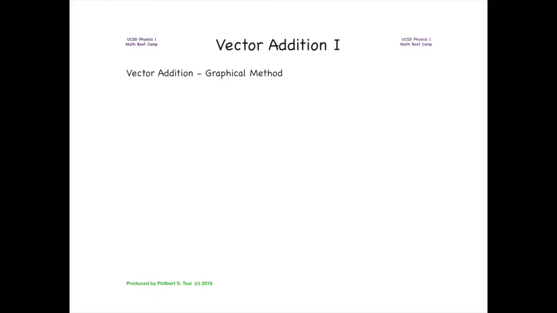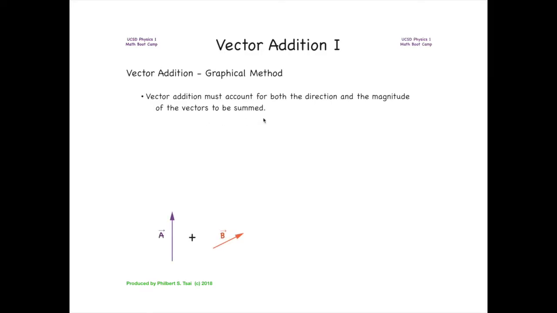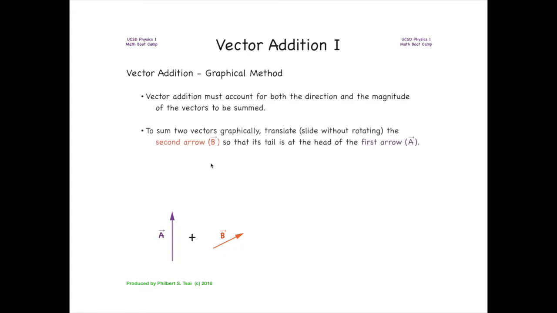Next, let's consider how we can add two vectors together using a graphical method. Vector addition must account for both the direction and the magnitude of the vectors to be summed. So if we have two vectors that we wish to add together, we would sum these two vectors graphically by translating the second arrow so that its tail sits at the head of the first arrow. By translate, we mean to slide it without rotating it.